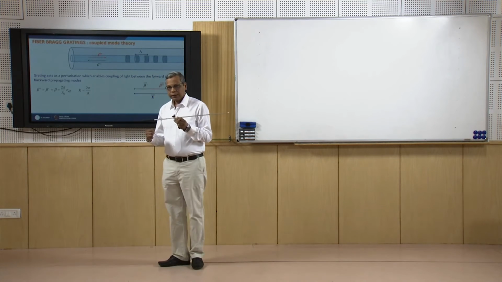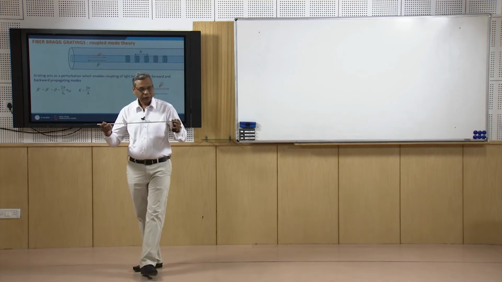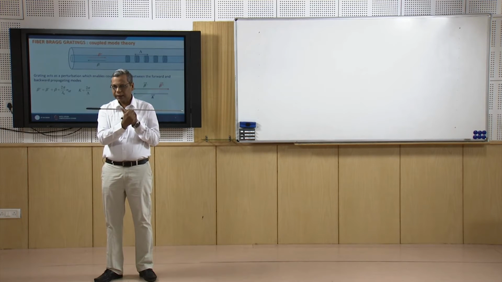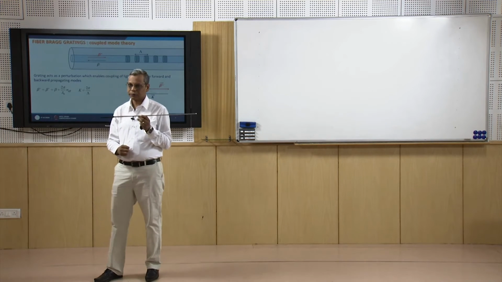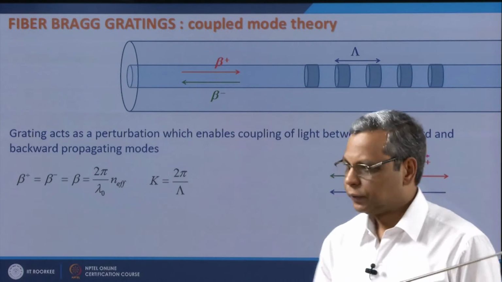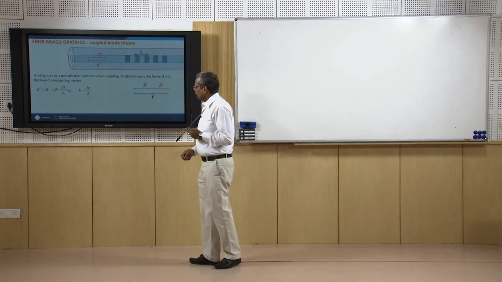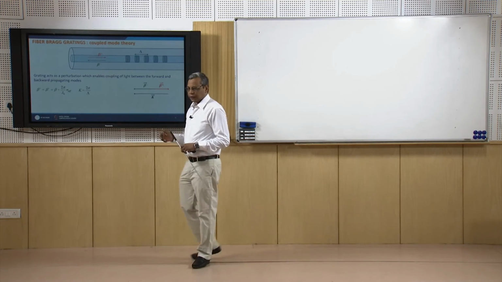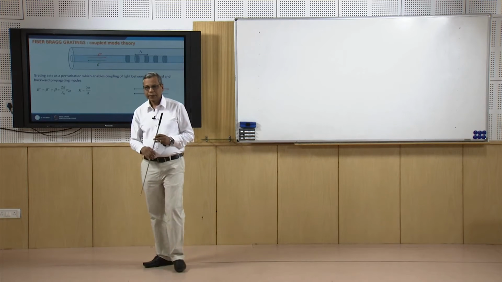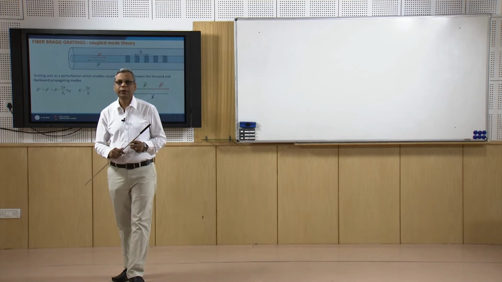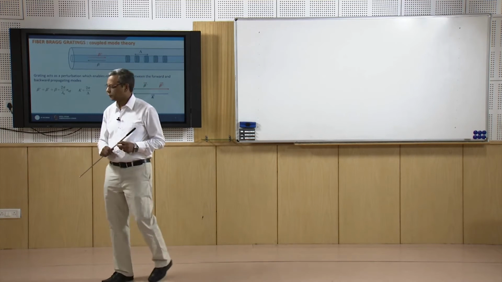In general, even if I do not put index matching liquid here and there are some scattering centers, the light which comes back is very small. So, most of the light goes in the forward propagating mode. This grating here acts as a periodic refractive index perturbation, and this perturbation can couple light from the forward propagating mode to the backward propagating mode.